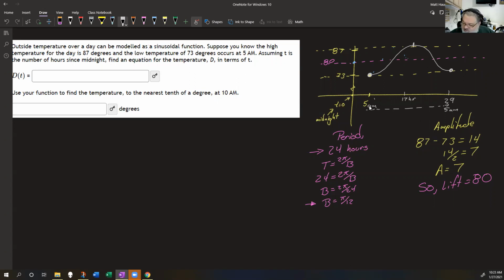Well, if we know that this is 5 and that's 17, or that this distance is 12, then, hey, we can suddenly say we know where that middle point is. That middle point has to be at 11. It's got to be 6 hours later, right? A quarter of our period. So where did this actually hit? It hit up here at -1 hours, or 11 p.m.